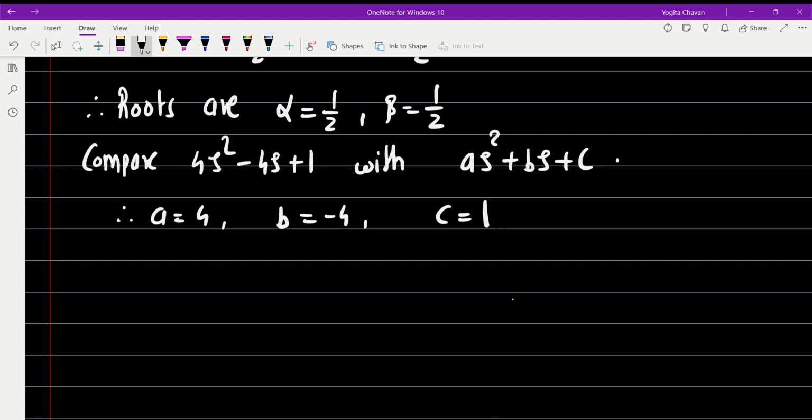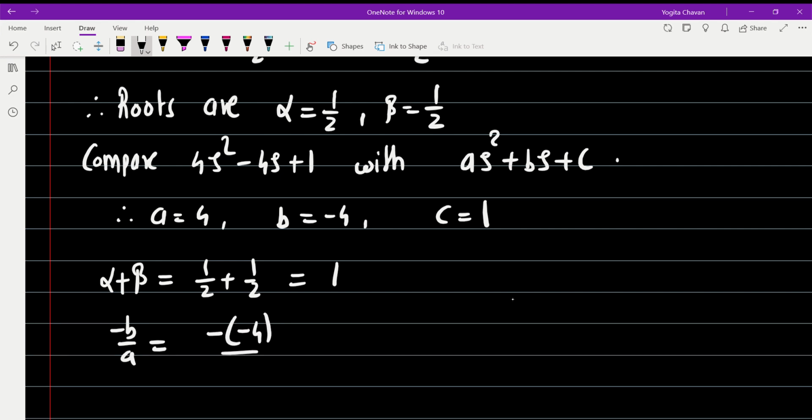Now alpha plus beta is equal to 1 by 2 plus 1 by 2 is equal to 1, and minus b divided by a is equal to minus of minus 4 divided by 4 is also equal to 1. So sum of the roots or sum of the zeros is equal to 1 and is also equal to minus b divided by a.